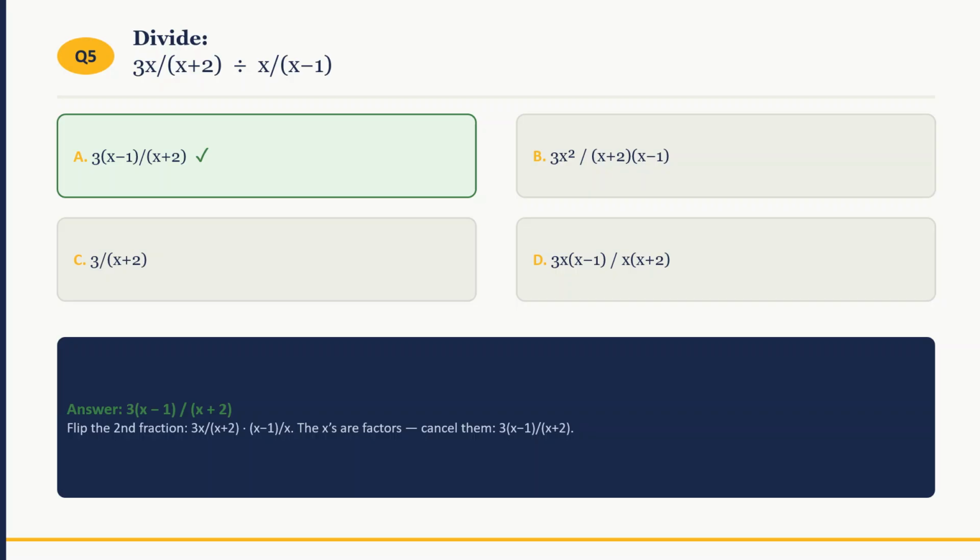Cancel x plus 1 and one factor of x. What is left is x. Restrictions: x not equal to -1 and x not equal to 0. This drills the flip the second rule.